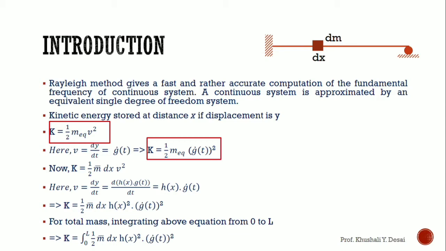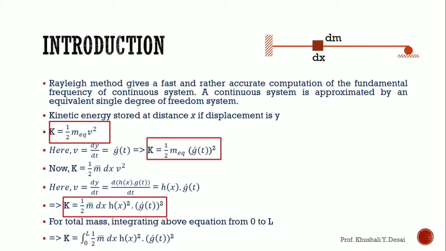Now, K for a continuous system can be written as half integral m bar dx v square, where m bar will be mass per unit length. So, substituting the value of v as dy by dt, and here displacement y is in terms of h of x into g of t, that is, space and time both. Substituting these values and partially differentiating, the value of K becomes half integral m bar dx h of x square into g dot t of t the whole square.